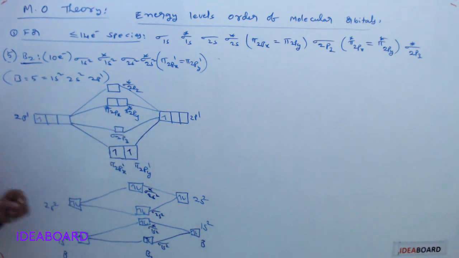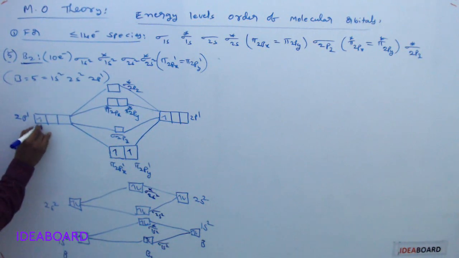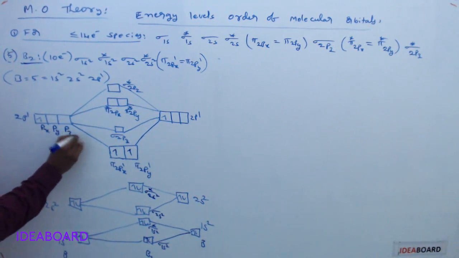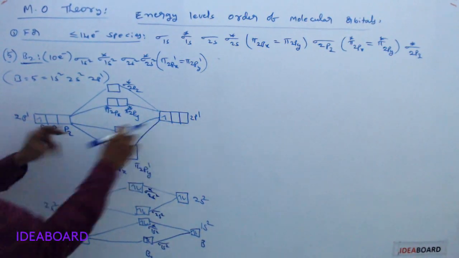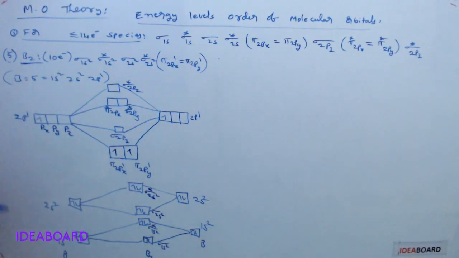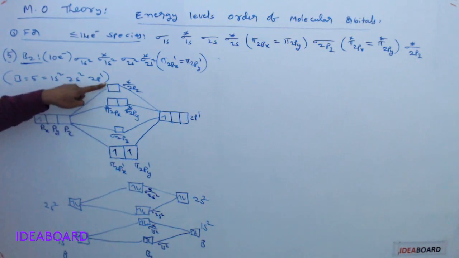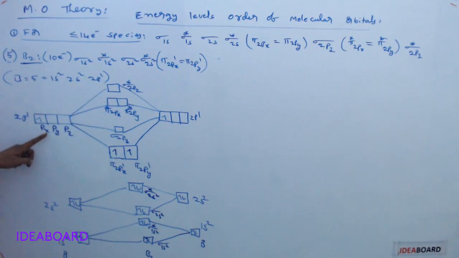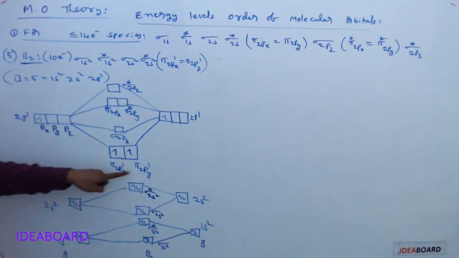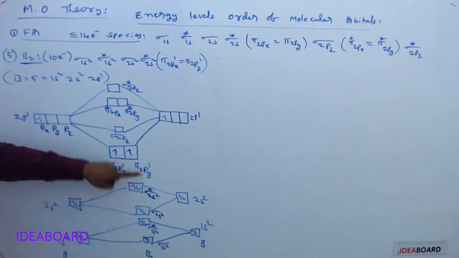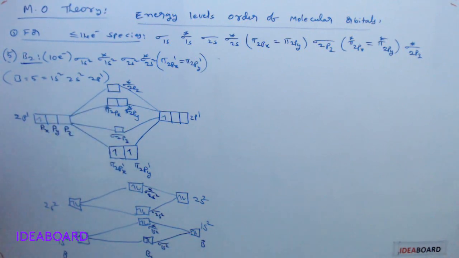2p1, 2p1 means p orbitals: we have px, py and pz. The pz orbitals overlap linearly and form a sigma 2pz and sigma star 2pz. And next, px and py overlap sidewise, that is, a pi bond is formed: pi 2px, pi 2py. Next is pi star 2px, pi star 2py.